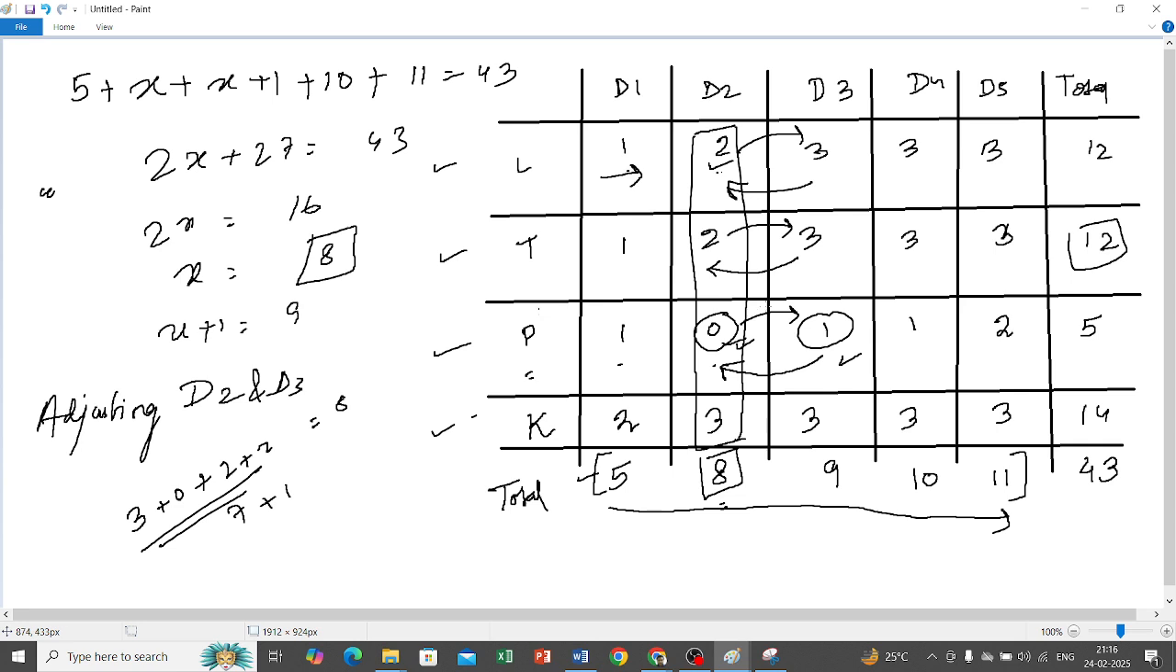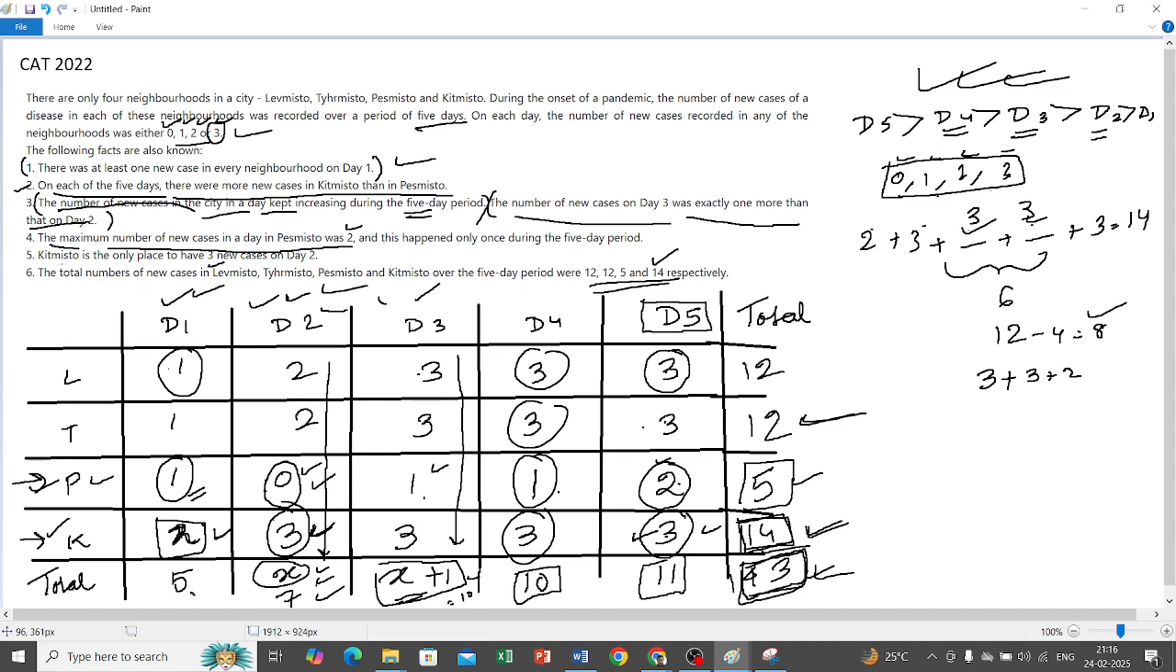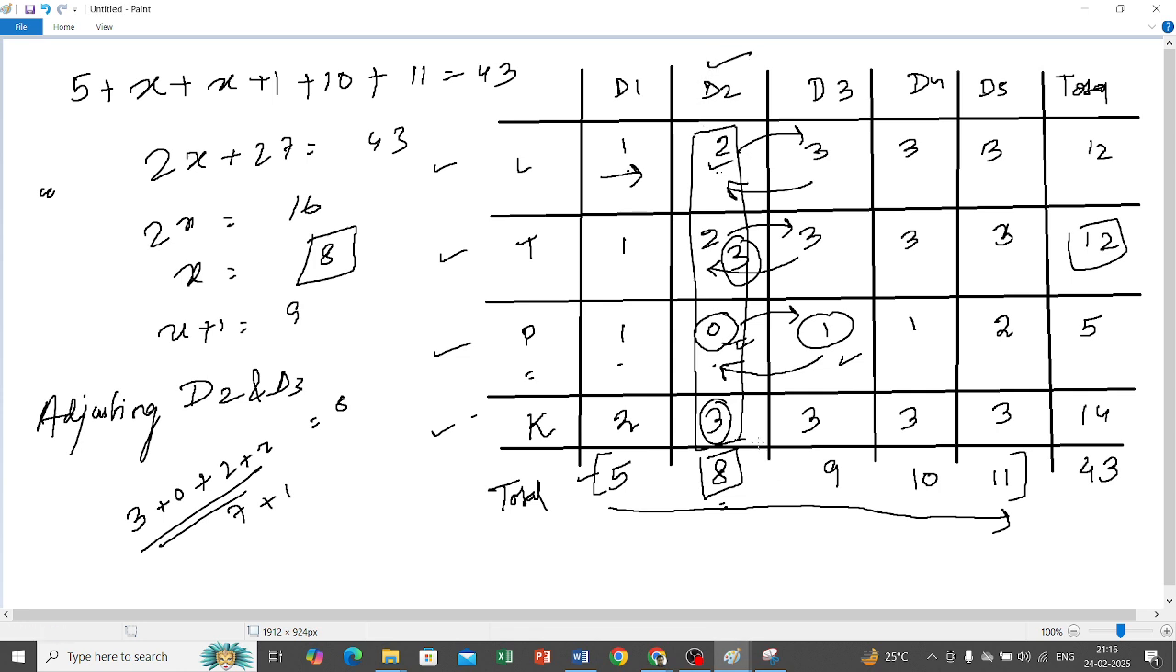The reason is, if you put 3 over here, then D2 will have 2 cases of 3 in number, but as per the instruction it is given that Kitmisto is the only place to have 3 new cases on day 2. So that means on day 2, only and only this can have 3 cases, and nowhere else can have 3 cases. Understood?